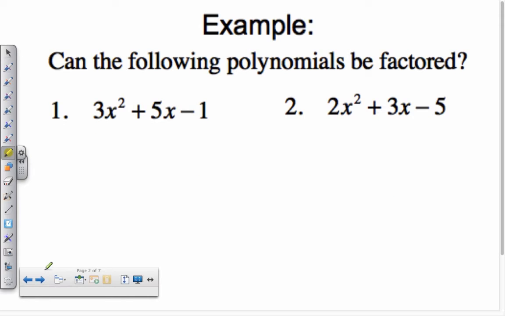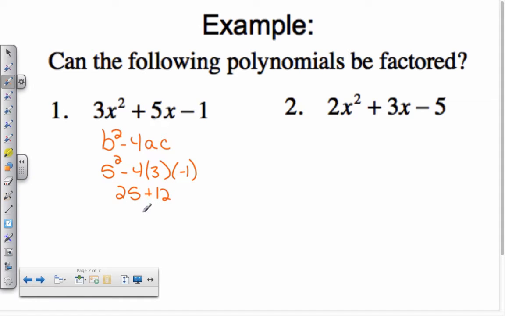So if we look at this one, it says, can the following polynomials be factored? We're going to look at just the discriminant. All we care about is b squared minus 4ac. You're going to do 5 squared minus 4 times 3 times -1. So 25 minus 4 times 3 is 12, times -1 is -12, minus that is a positive 12. And so you're going to get 37 here. So 37 is not a perfect square, so that means this is not factorable over the rationals.